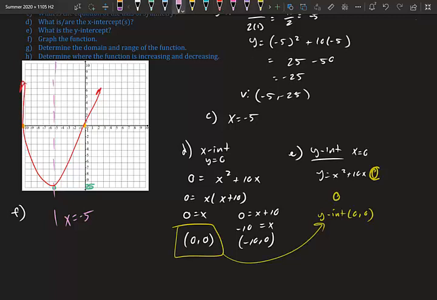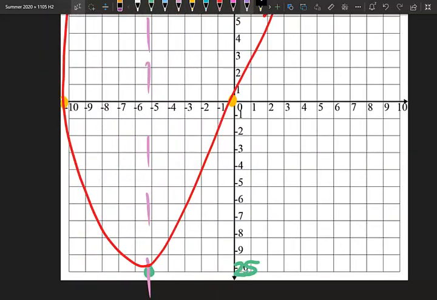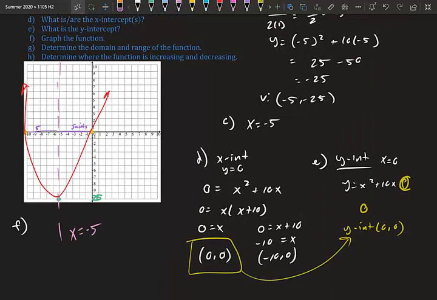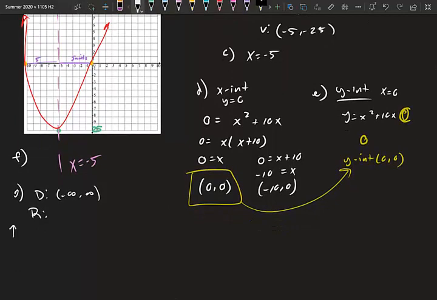The axis of symmetry, the reason why it's important, see how this point from the axis is 5 units away? Well, this point from the axis is also 5 units away. So points are equidistant from the axis of symmetry. Let's determine the domain and range. So this is a quadratic, so the domain is all real numbers. And the range is smallest y and up, so since it's a double arrow up, our range is going to be negative 25 to infinity, because it's going up.